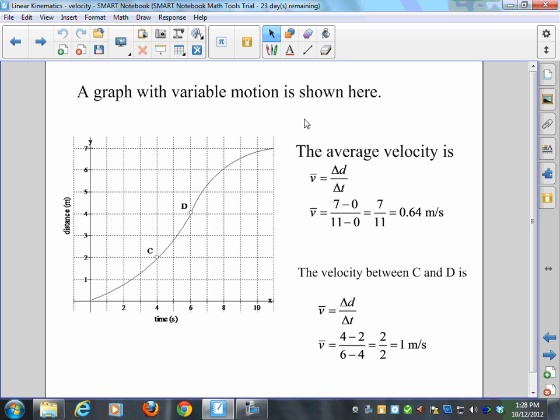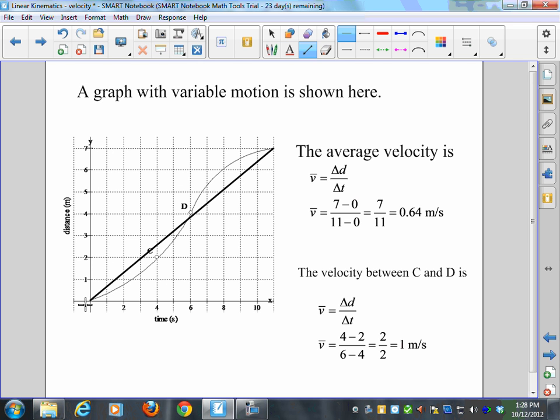So this is a graph with variable motion. The average velocity, so the overall average velocity. Now, how do we do that? So what we do is we're going to draw a line from the start to the finish, right? Now we're lucky in that the start is at 0. So it just means that you're not subtracting 0. That's all, right? So my rise is 7 minus 0. There it is right there. And my run is 11 minus 0. And so I get 7 over 11, or 0.64 meters per second. That is the average velocity for the entire trip.